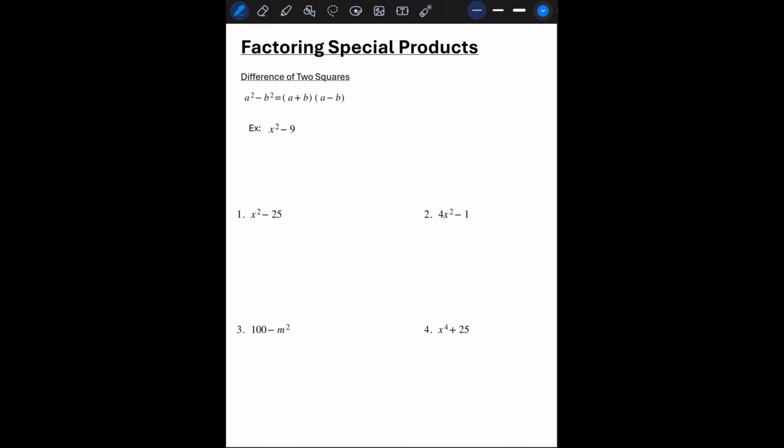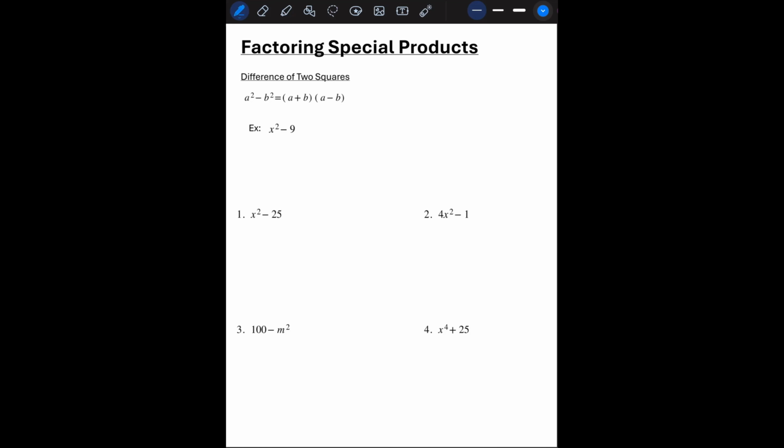to talk about factoring special products. Sometimes we have binomials or trinomials that have special qualities about them, and we can factor them maybe in a shorthand kind of way. So first off, let's talk about difference of two squares.